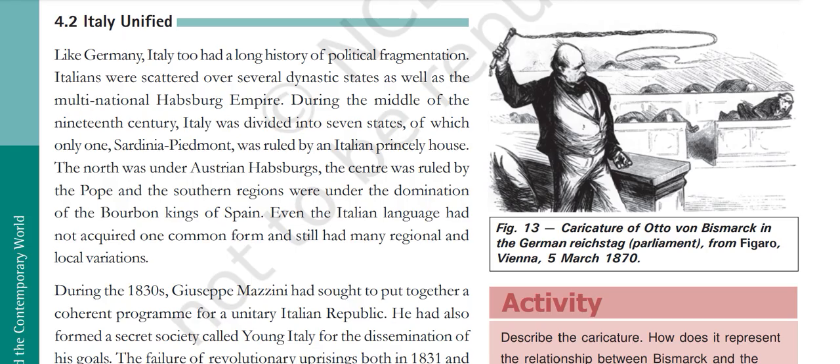The north was under Austrian Habsburg, the center was ruled by the Pope, and the southern regions were under the domination of the Bourbon kings of Spain. Even the Italian language had not acquired one common form and still had many regional and local variations.